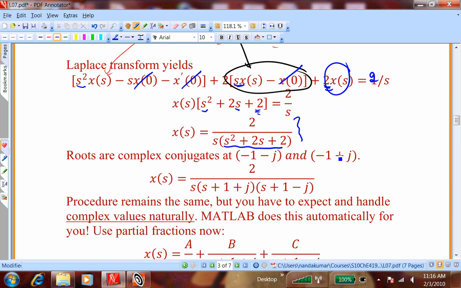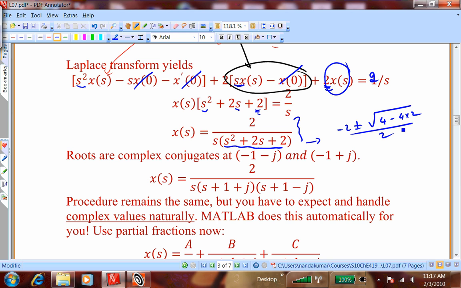When do we get a complex root? Why do we get a complex root? Whenever you have the square root of a negative number. So for the quadratic equation here, for example, if you're solving this, it's going to be minus 2 plus or minus the square root of 4 minus 4 times 2, divided by 2.